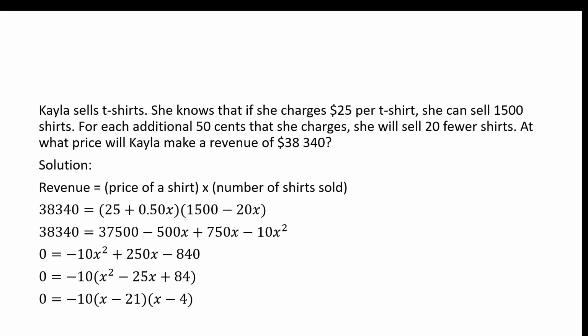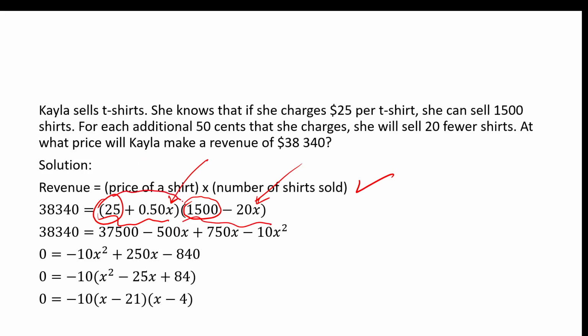First, very similar to how we learned in a previous video, we're going to say that the revenue is the price of a shirt times the number of shirts sold. Now, the baseline price of a shirt is $25, and the baseline number of shirts sold is 1,500. She'll increase the price by 50 cents x times, and she'll therefore lose 20 customers x times. So her revenue will equal (25 + 0.50x)(1,500 - 20x).